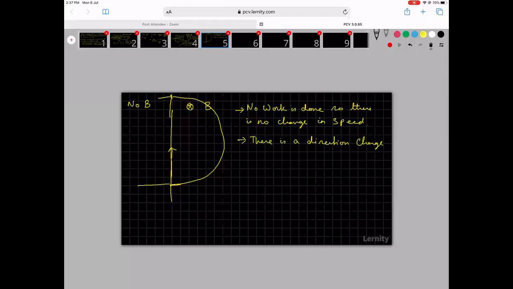And please note that the particle entered perpendicular to the magnetic field and will also leave perpendicular to the magnetic field.